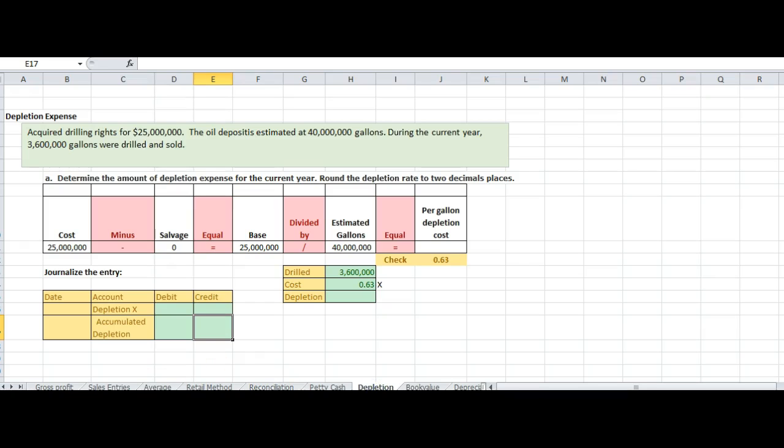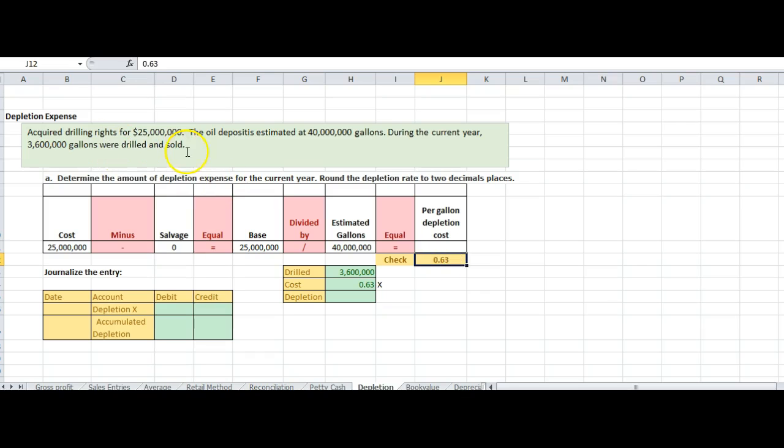Depletion, you had a cost of $25 million, no salvage. That gave you $25 million divided by 40 million gallons of, must be oil at this time. So how much did each gallon cost? So you divide the 25 million by the 40 million, come up with a cost. Here's your check figure, 63.